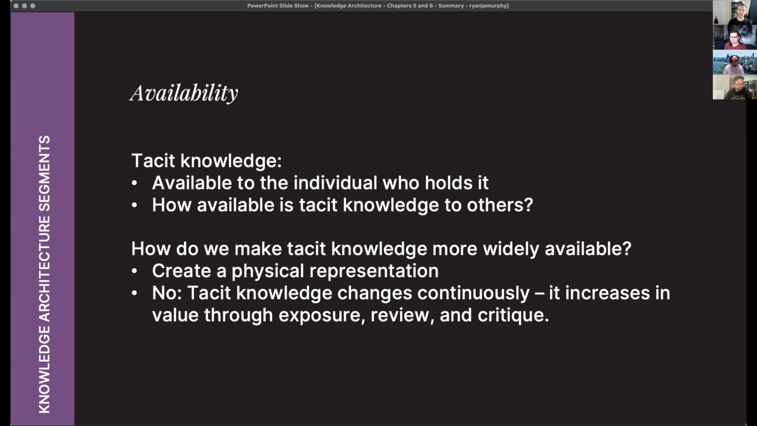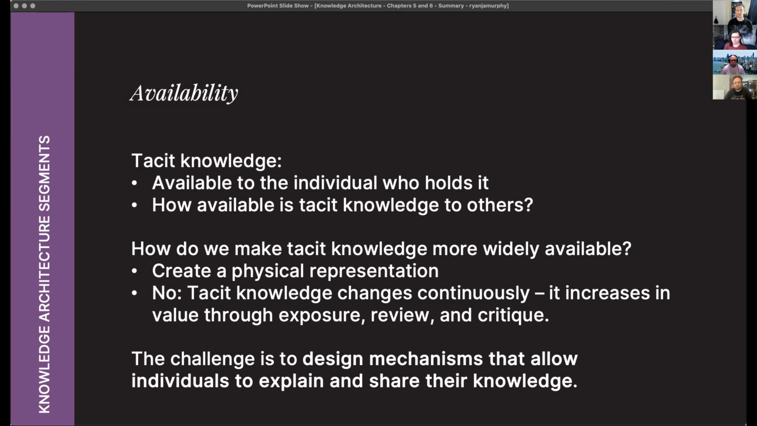And so you might be able to take a step-by-step of how to apply a piece of oil to a canvas, but it doesn't necessarily translate to the actual act of painting. And so the challenge is to design mechanisms that allow individuals to explain and share their knowledge. And this is, again, where I'm kind of critical of Bedford's approach to this, because she says that and then she doesn't say exactly how to do that.